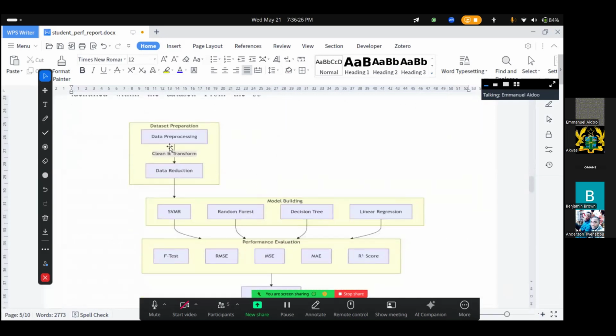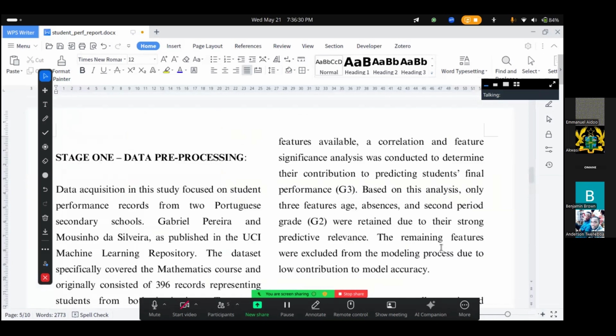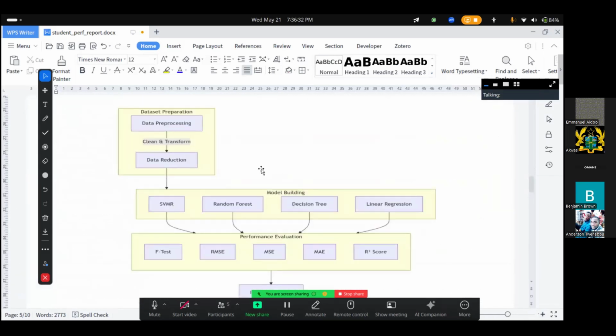Okay. So initially we did data pre-processing. That is when we got our data, we took lots of data out and used only 3. We did cleaning, which is also same as the data pre-processing, and the data reduction. That is, we reduced 30 features to only 3.